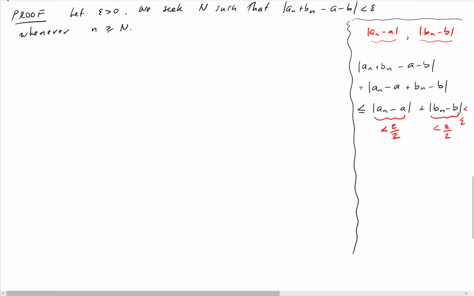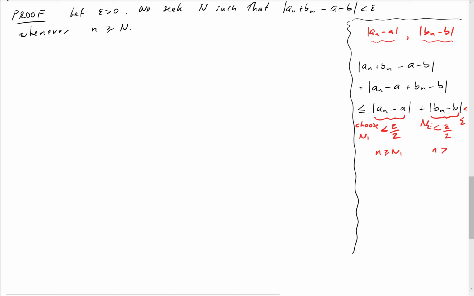And if these two things are both less than epsilon over 2, then overall the whole thing is going to be less than epsilon. But the problem is we're going to choose n1 here such that this thing is less than epsilon over 2 for n greater than or equal to n1. And I'll choose an n2 here so that this term is less than epsilon over 2 for n greater than or equal to n2. So because a_n and b_n both converge, we can choose these n1 and n2 to make the individual pieces satisfy the property.